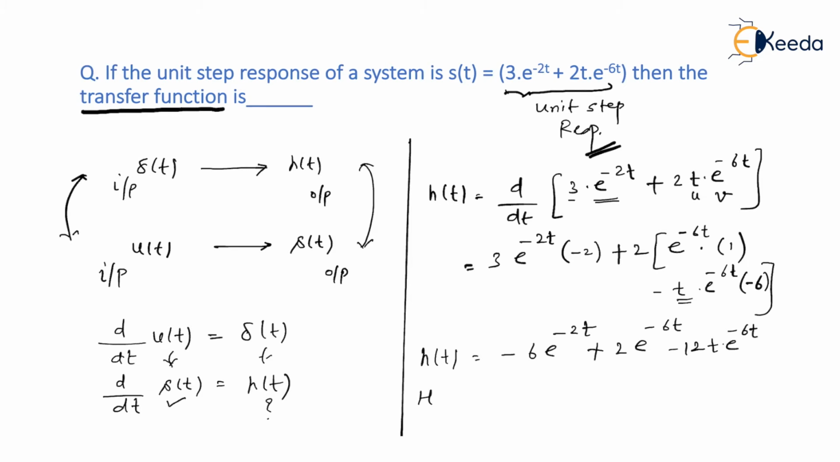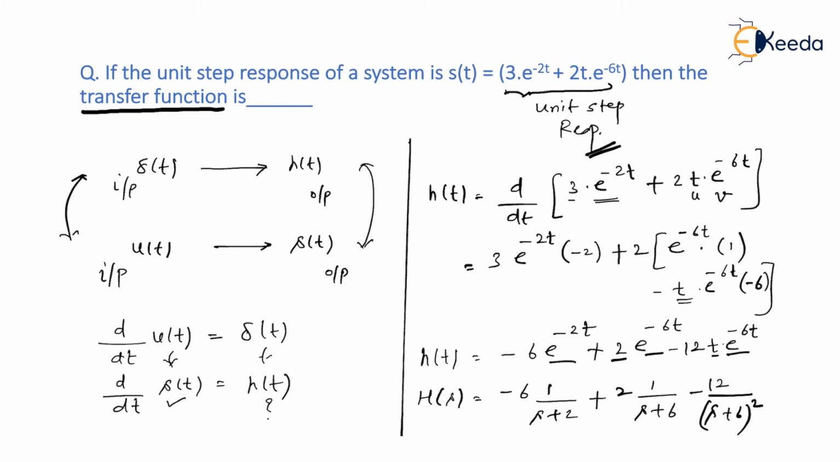How to get h of s? Very simple. H of s is equal to minus 6, e to the power minus 2t is replaced by 1 upon s plus 2, plus again 2 constant. E to the power minus 6t is 1 upon s plus 6, minus 12 constant. E to the power minus 6t is 1 upon s plus 6, but since it is multiplied with t, to compensate that, it would be s plus 6 whole square. And this is your final h of s, which is nothing but the transfer function.